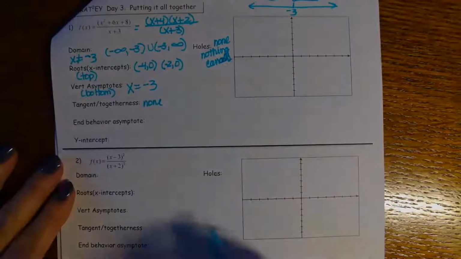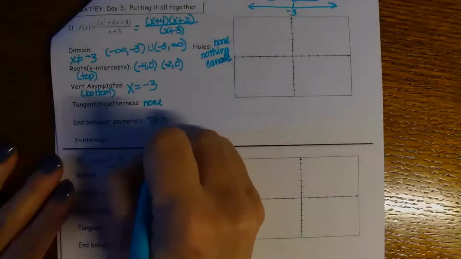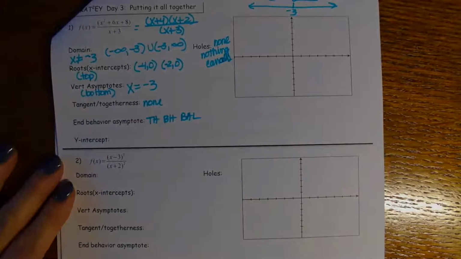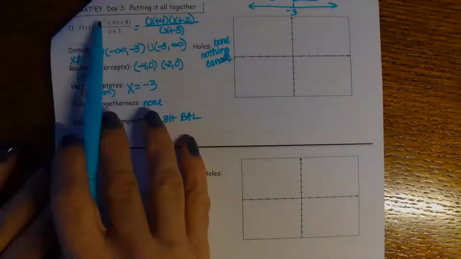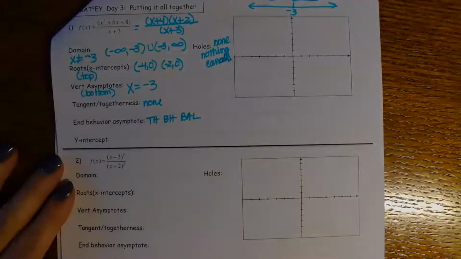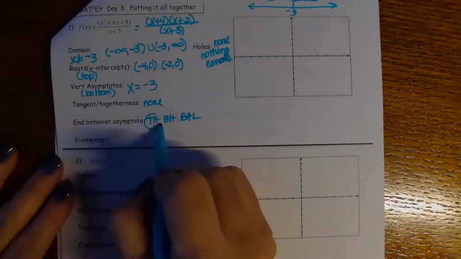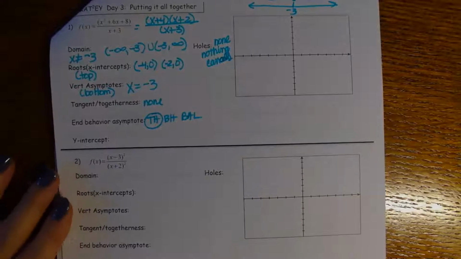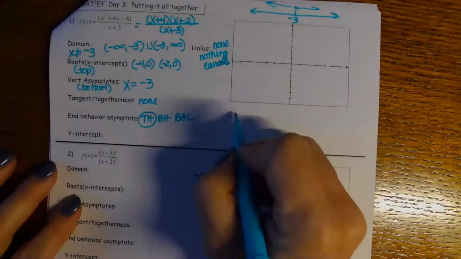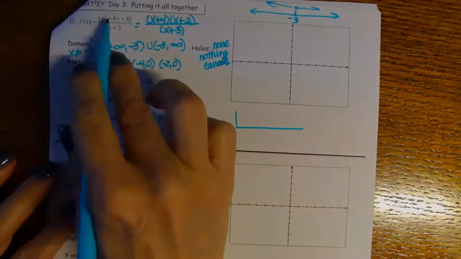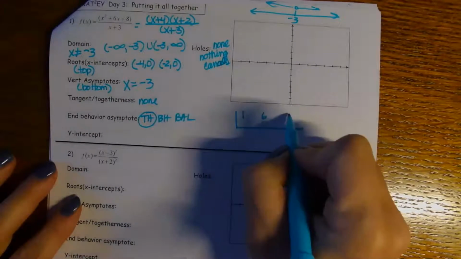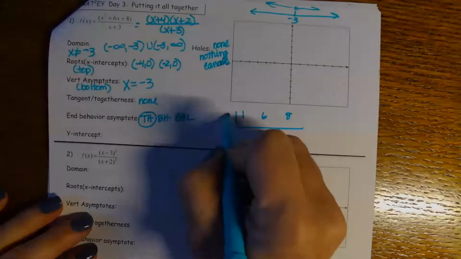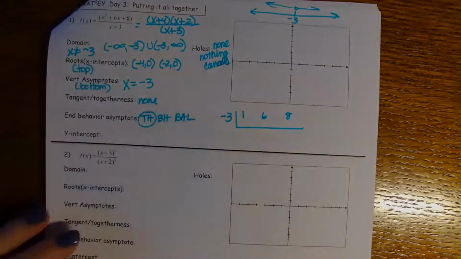What about end behavior? Our choices are top heavy, bottom heavy, or balanced. What is this one? Well, let's look. We have x squared up there and x here. So it is top heavy. So we're going to divide to see what our asymptote is. Right, there's 1, 6, 8. This is why we had to learn our synthetic and long division. We're going to divide by -3. That comes from the bottom, that negative.